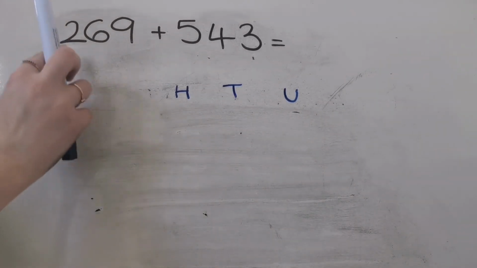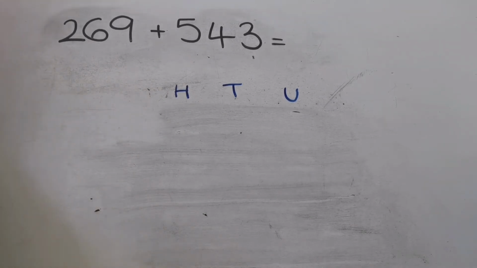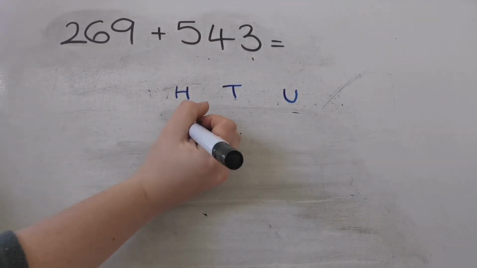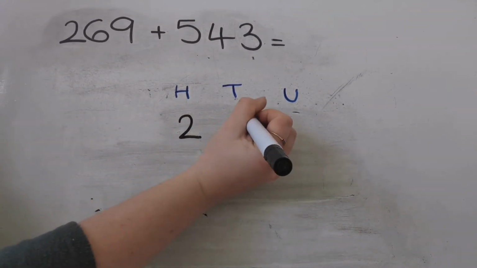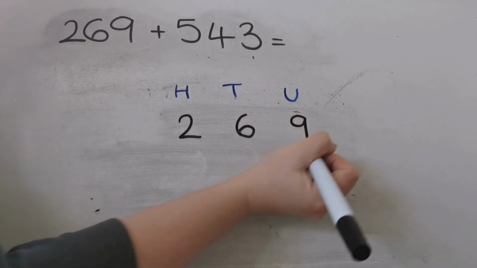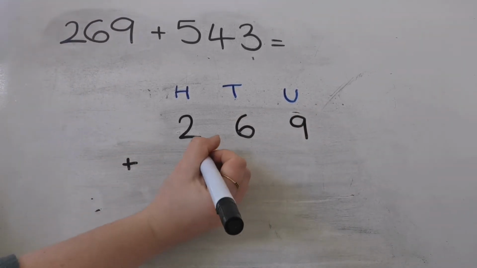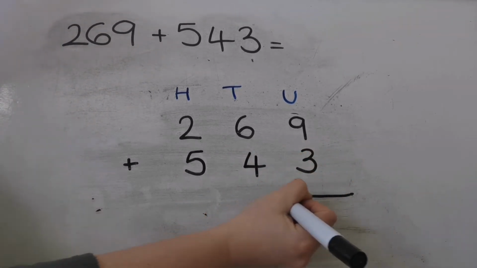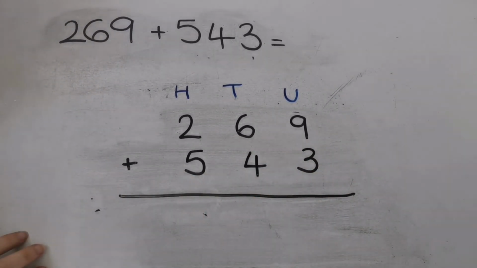Great, so hopefully you had no trouble with that, but just in case, we're going to go through this problem again, 269 plus 543, to make sure that we went through the stages correctly. Okay, so hopefully the first thing we did was we popped in our 269 plus 543 into their correct place value columns.